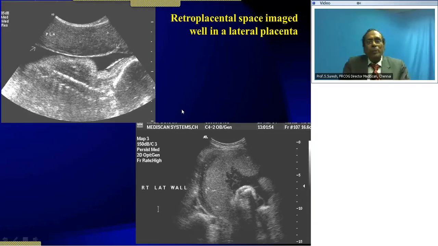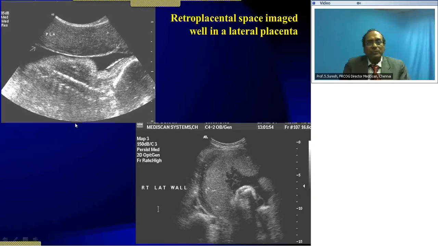Now retroplacental space is well imaged in a lateral placenta, but sometimes you may not see the retroplacental space well in a strictly anterior placenta. That's because of the reverberation artifacts which come there and completely obscure the retroplacental space. So while we were talking about adherent placenta and the identification of the retroplacental space, you have to take care that this retroplacental space in an anterior placenta, you have to image it at an angle so that you will be able to see it well. If you're having a perpendicular angle to the ultrasound beam, then this space may look more complicated than it actually is.